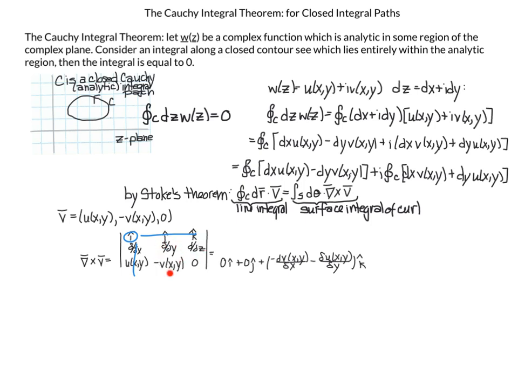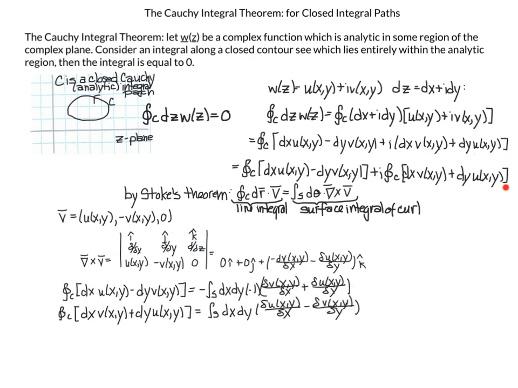Partial with respect to z of v of xy, well, v does not depend on z, so that's 0. So we have 0 in the i direction. Similarly, in the j direction, we're going to have 0 minus, and u doesn't depend on z, so it's 0, so 0 in the j direction. And finally, in the k direction, partial derivative of v with respect to x, minus partial derivative of u with respect to y. So this is what we have in the k direction. This is our cross product.